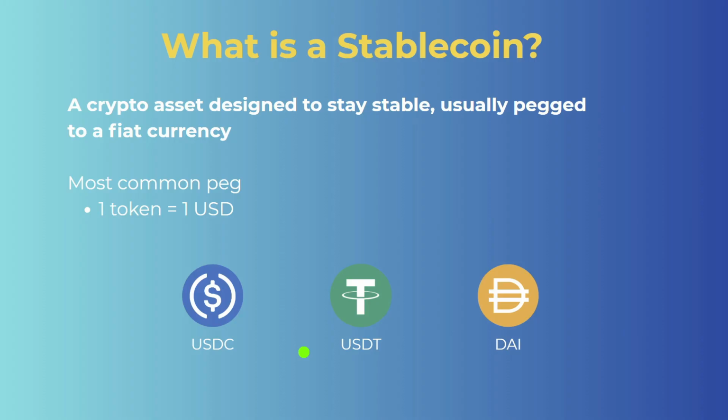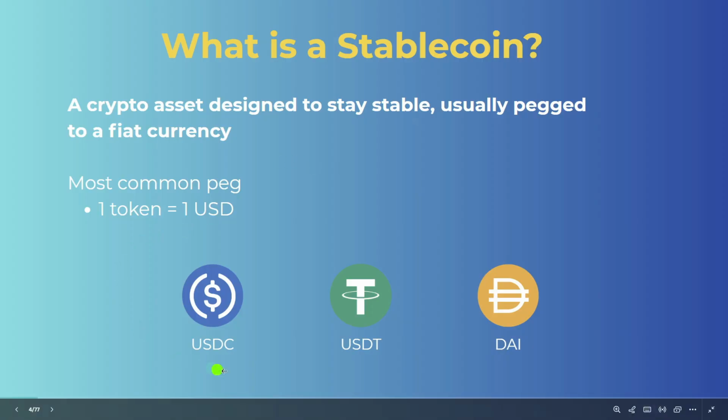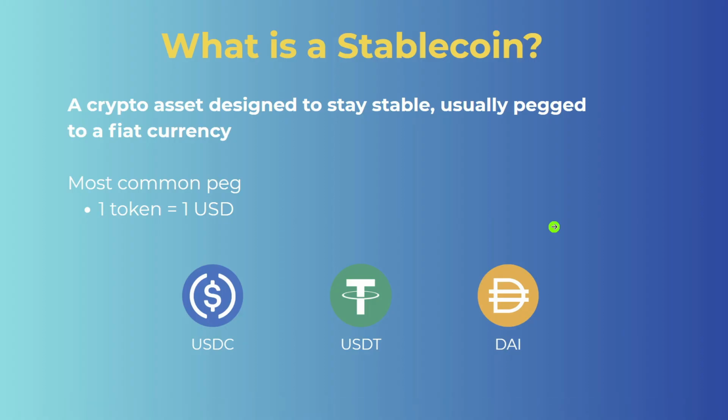So, what is a stablecoin? It is a crypto asset that is designed to stay stable, and it is usually pegged to a fiat currency. The most common peg is to the United States dollar. So USDC, USDT, and DAI are three examples of stablecoins that are pegged to the dollar, but there are also stablecoins pegged to the euro, to the Mexican peso, or also to gold. There are many types of stablecoins.